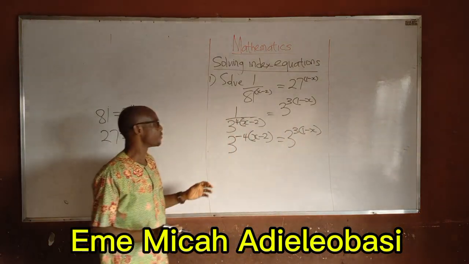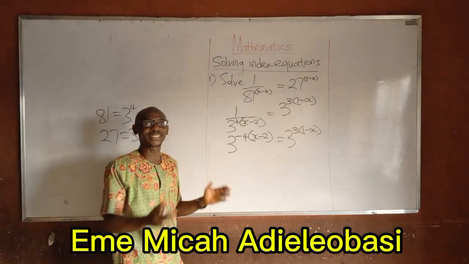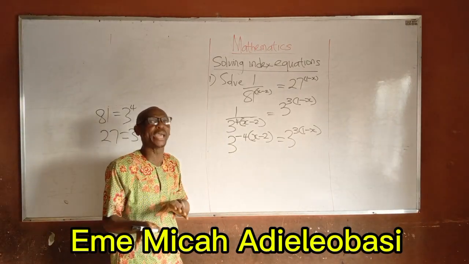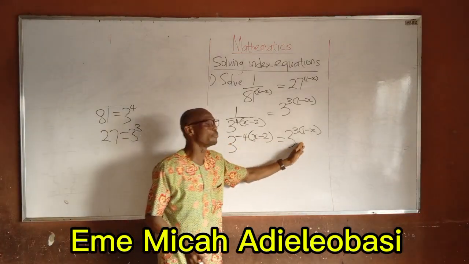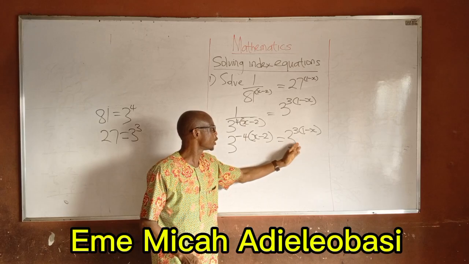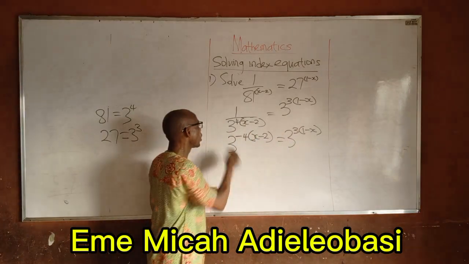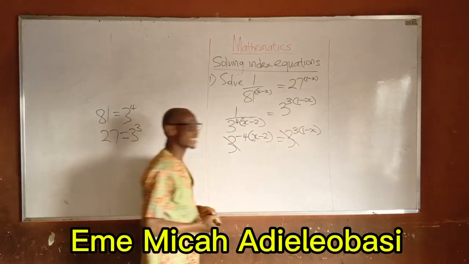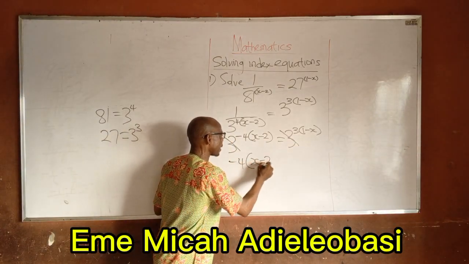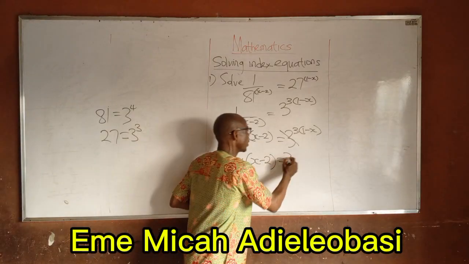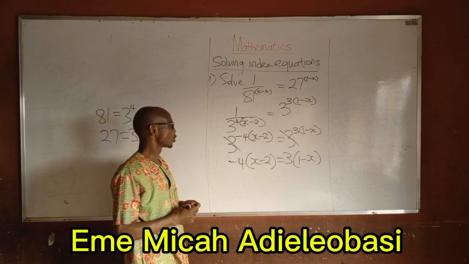So this is what we have. The two sides of the equation are now standing on the same base. We have succeeded in making both sides to be in the same base. Because they are now on the same base, the powers will also be equal. So the bases cancel out. We now have minus 4(x minus 2) equals 3(1 minus x).